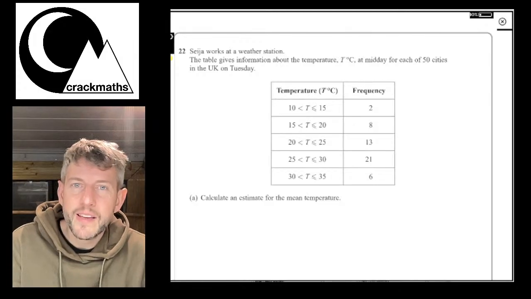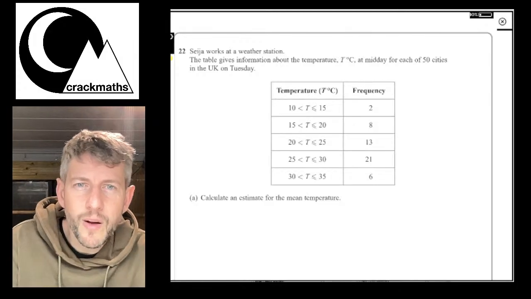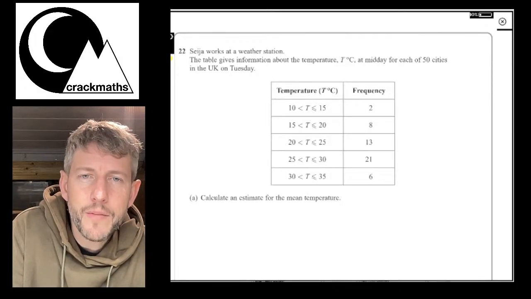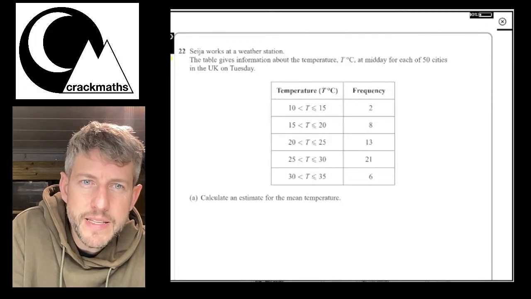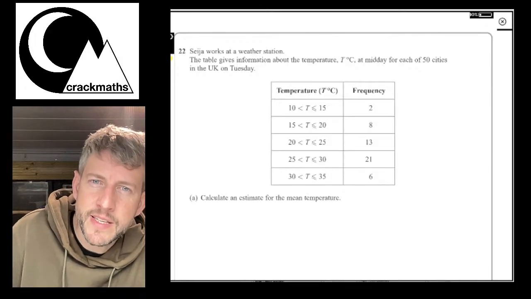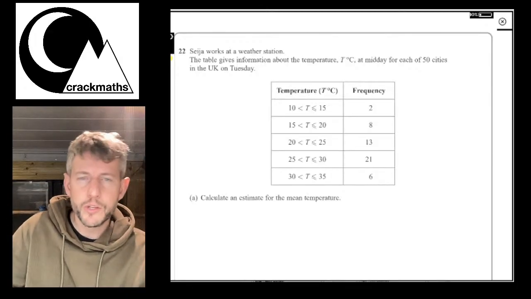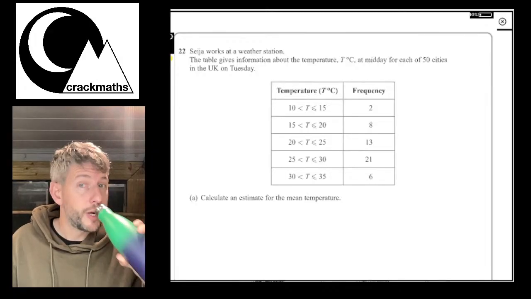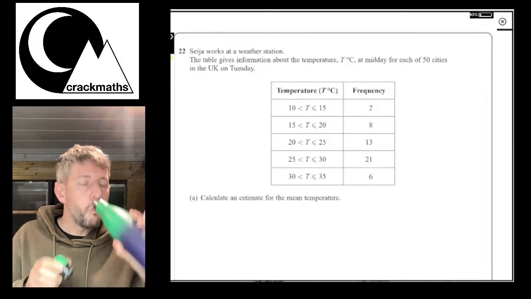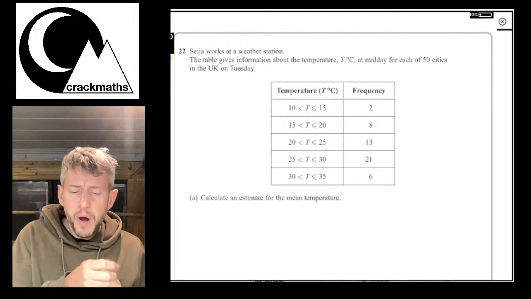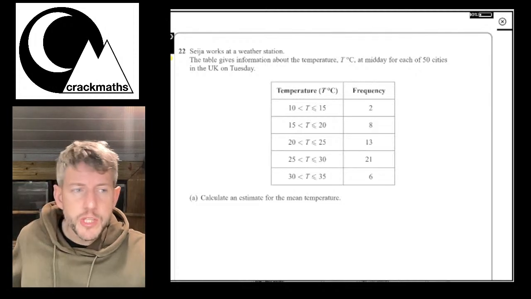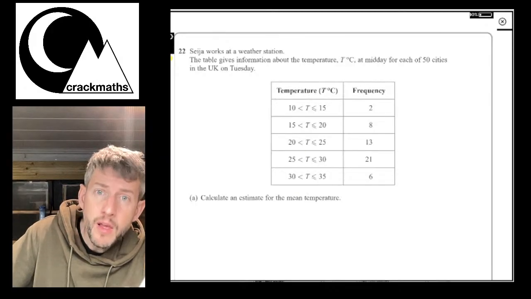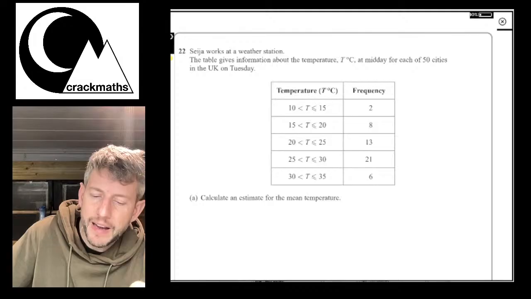Estimate the mean. Sager works at a weather station. The table gives the information about the temperature, T degrees, at midday for each of 50 cities in the UK on Tuesday. Calculate an estimate for the mean. The reason it's an estimate is because we don't know the exact values, so we have to make an estimate of what we think the values are.